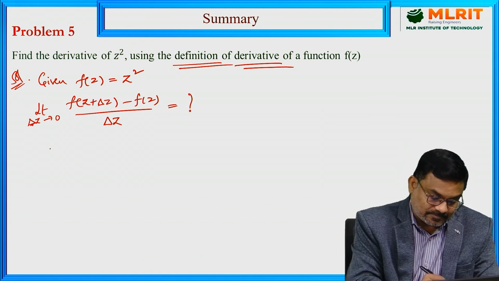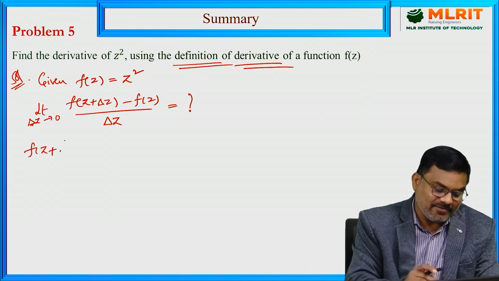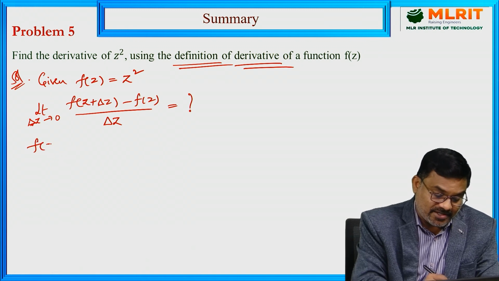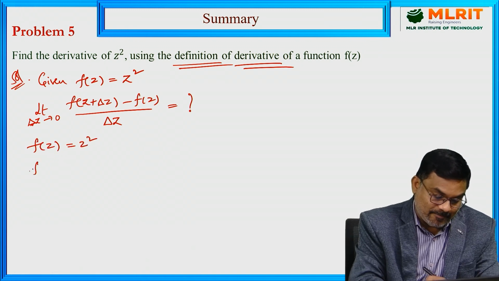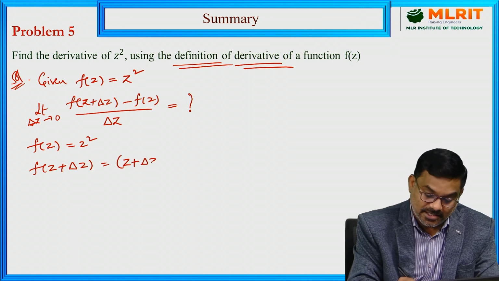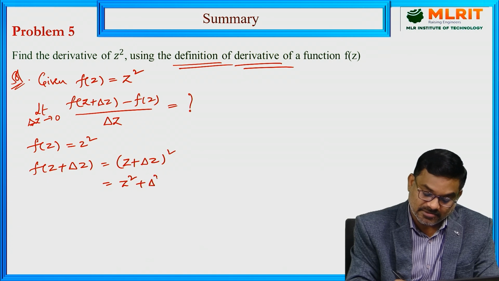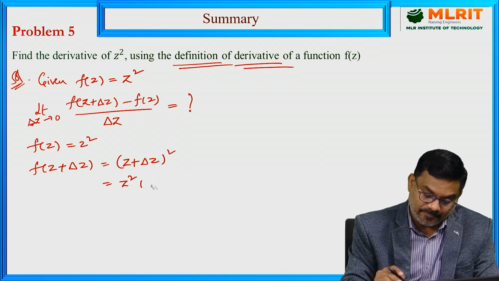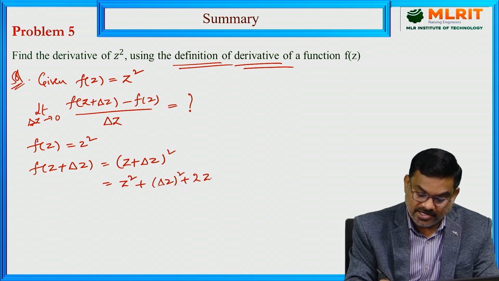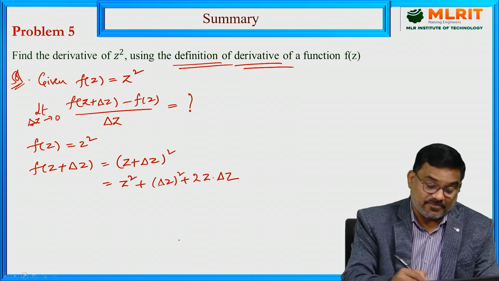So, f of z plus delta z. Now what is the given function? F of z is z square. Then f of z plus delta z will be z plus delta z whole square. Again, a plus b whole square: z square plus delta z whole square plus 2z into delta z. So let us find this value.